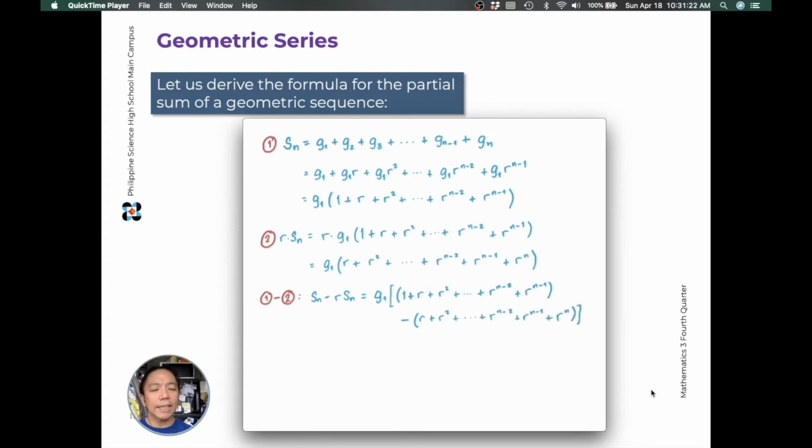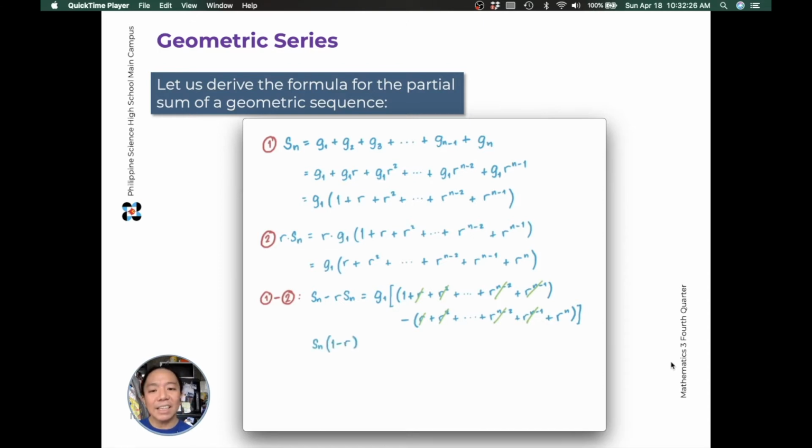Now, pause tayo saglit dito. Ano yung mangyayari that will simplify this expression? Notice that magka-cancel yung madaming terms like r minus r, r squared minus r squared, all the way to r raised to n minus 2 minus r raised to n minus 2, r raised to n minus 1 minus r raised to n minus 1. So parang kinumpress natin ng ganun yung equation natin. At ano na lang matitira? On the left-hand side, we could factor out si s sub n. So magkakaroon tayo ng s sub n times 1 minus r.